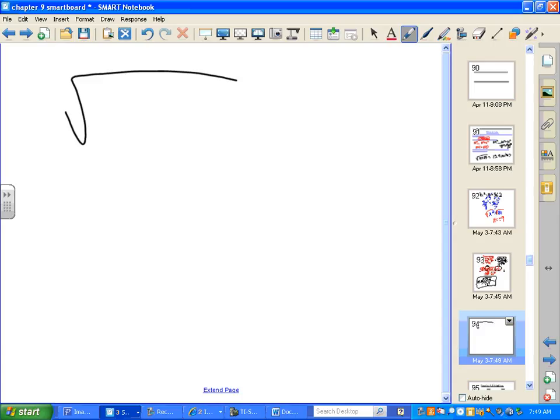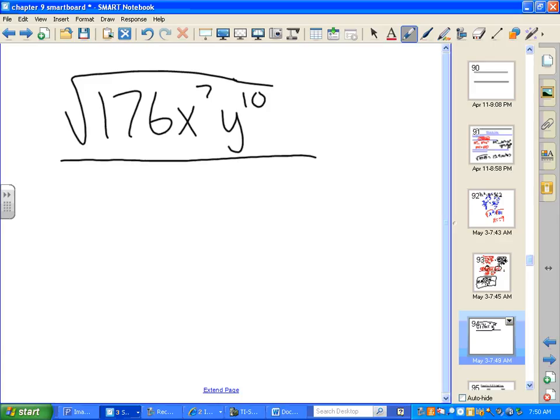Okay, square root of 176 x to the 7th y to the 10th, all over, I'm going to separate it for us this time. Gio, you with me? Square root of x to the 6th and y to the 2nd. So I made this one a little bit harder. Okay, so first thing is, I want you to see if you can find the largest perfect square or a perfect square that goes into 176. And these are good practice problems for tomorrow.